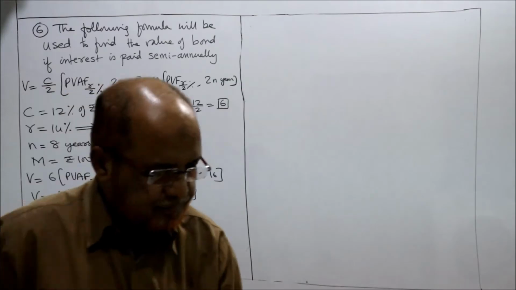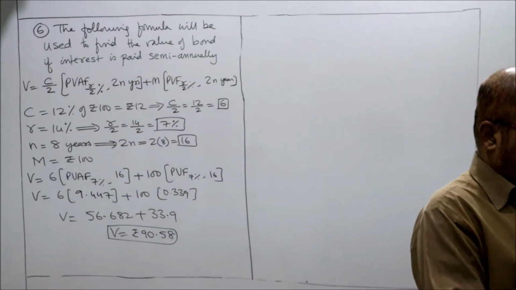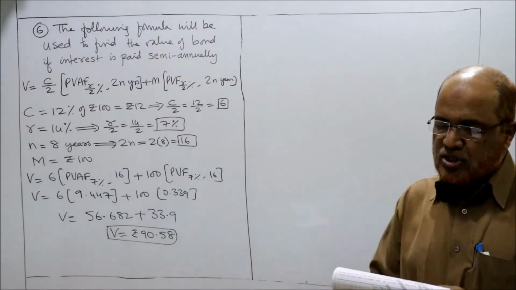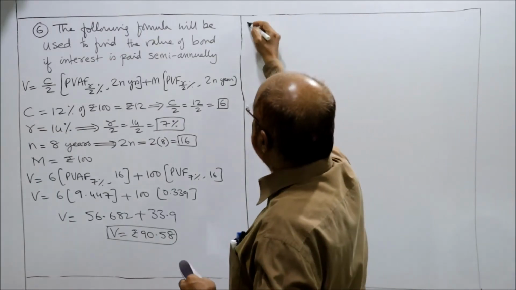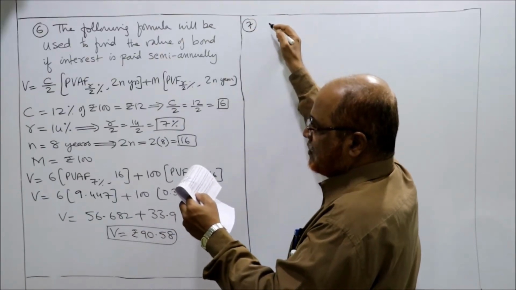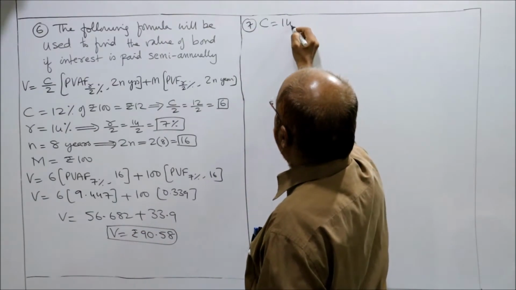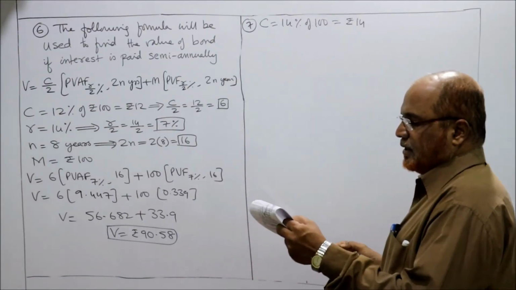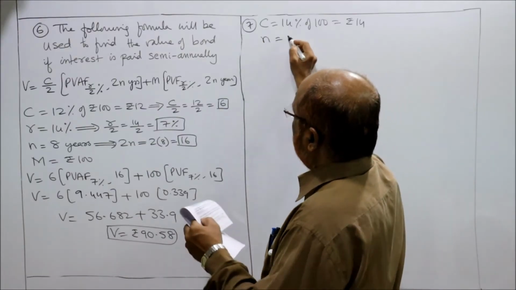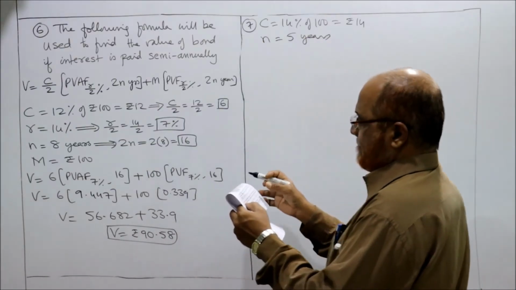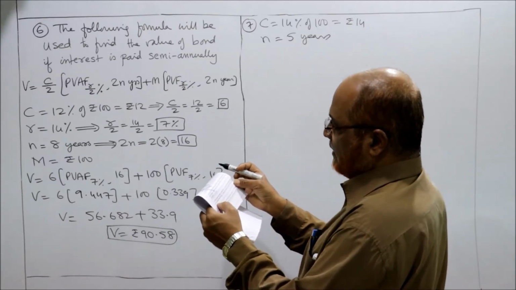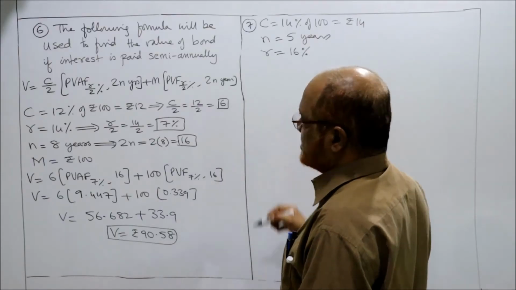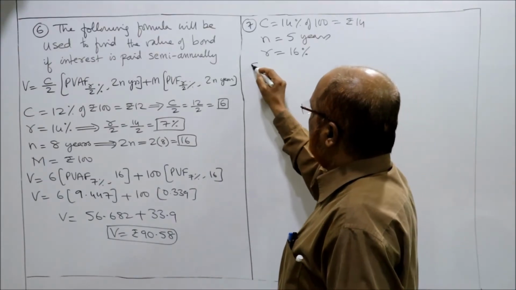Seventh problem. Problem number 7. A rupees 100 par value bond bears a coupon rate of 14% and matures after 7 years. C is equal to 14% of 100, 14. And N is equal to 5 years. Then interest is paid semi-annually. Compute the value of the bond. The required rate of return R is equal to 16%. Semi-annual bond.